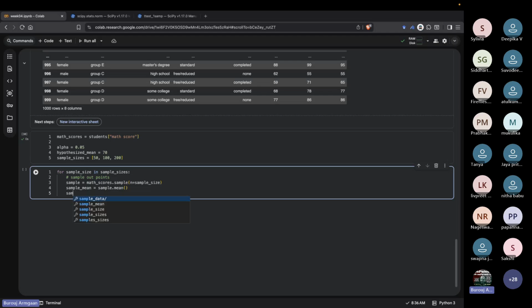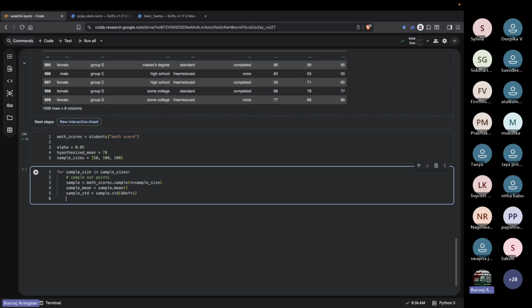We get the sample standard deviation. Now notice that here, because this is not a population, this is a sample, we also pass the degree of freedom. You can go to the pandas documentation and figure out what this ddof means. Essentially, it is the degree of freedom in this case, because this is a sample, not a full population. So we have our mean, we have a standard deviation, we can compute the standard error, which would be our sample std divided by the square root of our sample size. Okay, so we have our basic information.